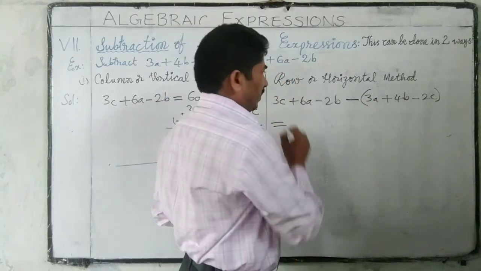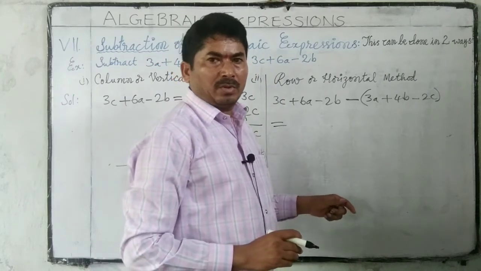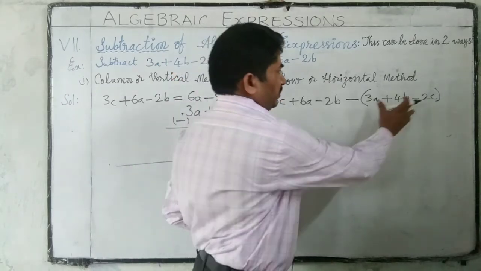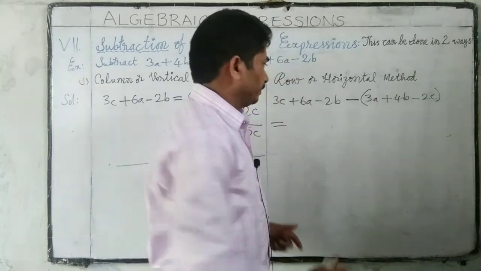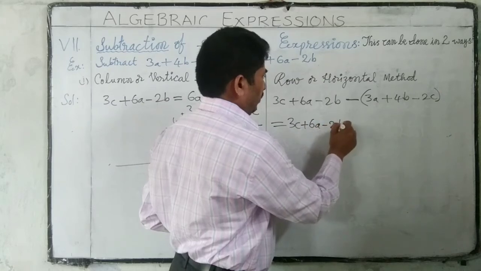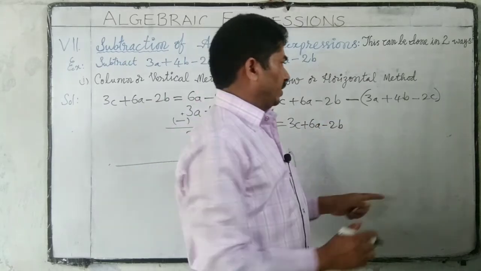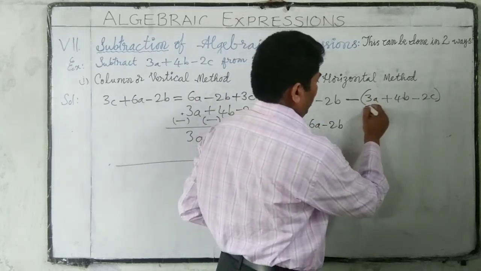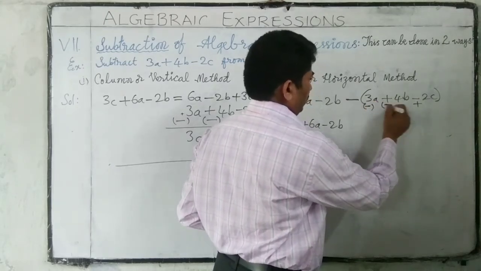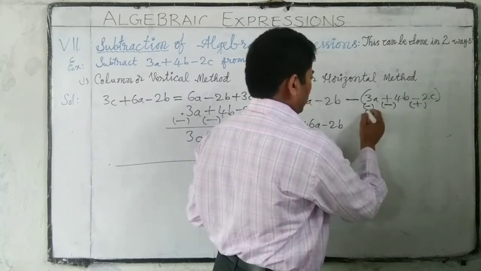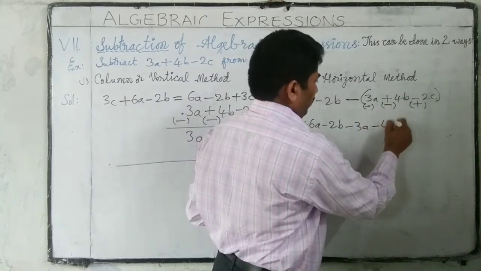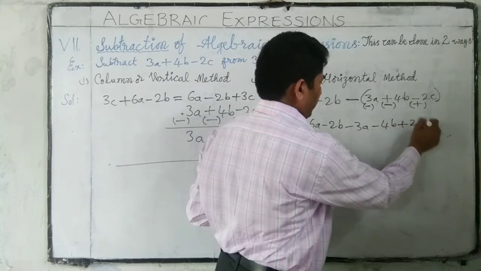Now we have to add the additive inverse of this second expression. 3c plus 6a minus 2b. How to make it additive inverse? Changing all the signs. So minus 3a minus 4b plus 2c.